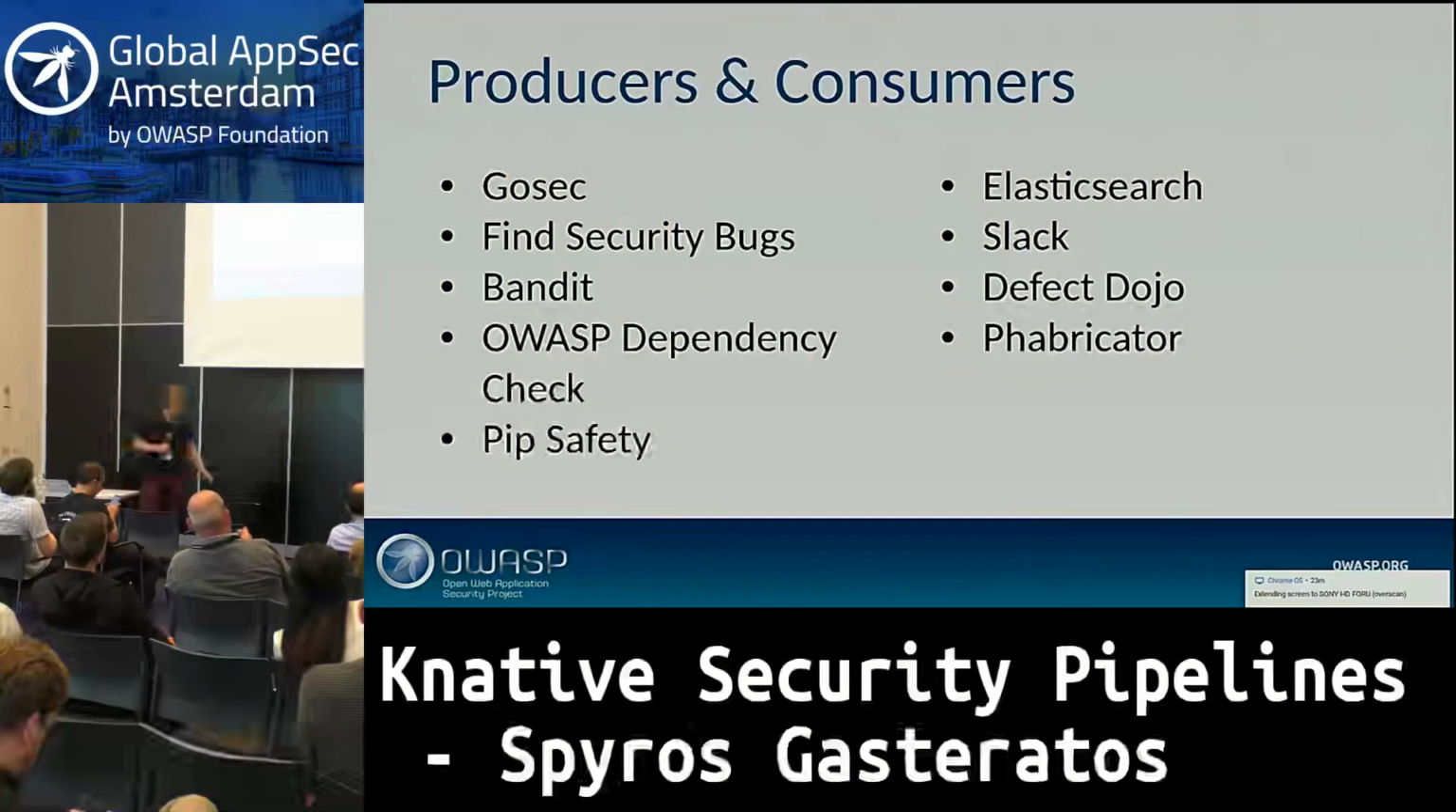The producers are typically existing scanning tools. The ones that we use are GoSec, FindSecBugs, and Bandit. And are we using OWASP Dependency Check yet? Yes, we do. And these are all the producers.